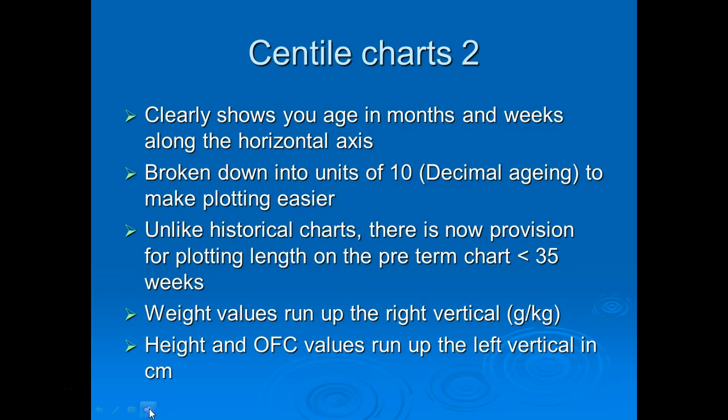It clearly shows us the age of months and weeks along the horizontal axis, and it's broken down into units of 10, which helps make plotting easier. And again, we'll look at decimal aging a bit further on into this presentation, but essentially there's a calculation that can be done to take the child's year of birth and do a mathematic calculation based on the day that they're actually measured in the year, and it gives you a digit that can be plotted more easily than an age over a 12-month period.